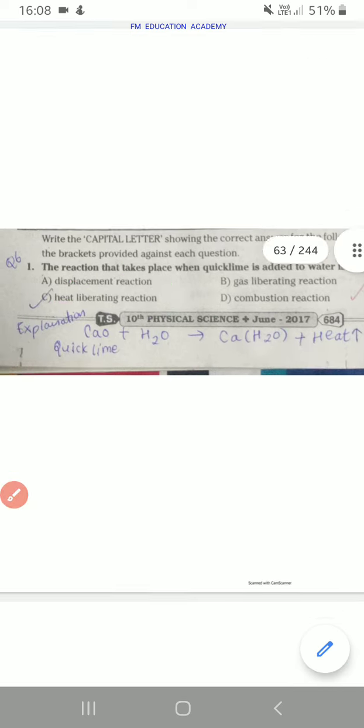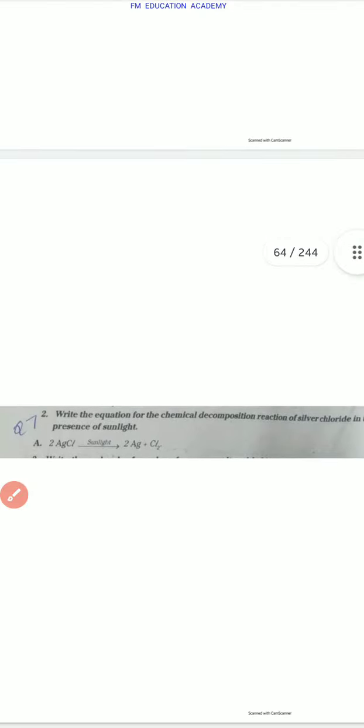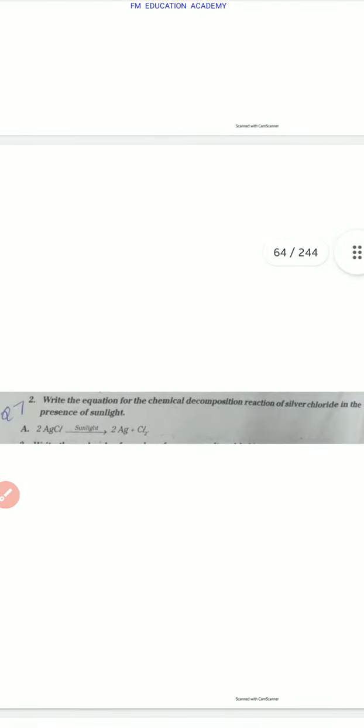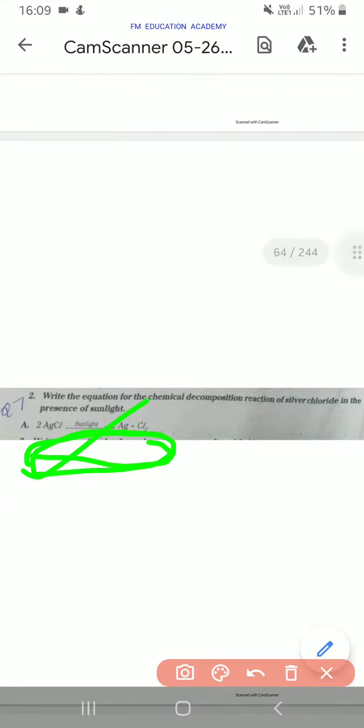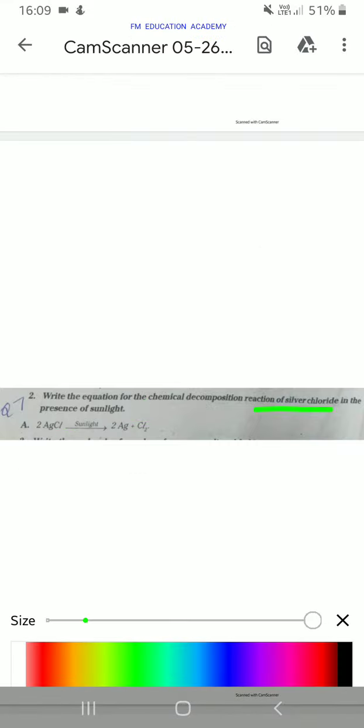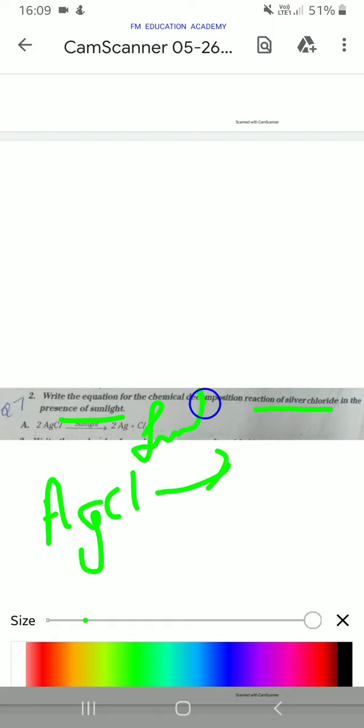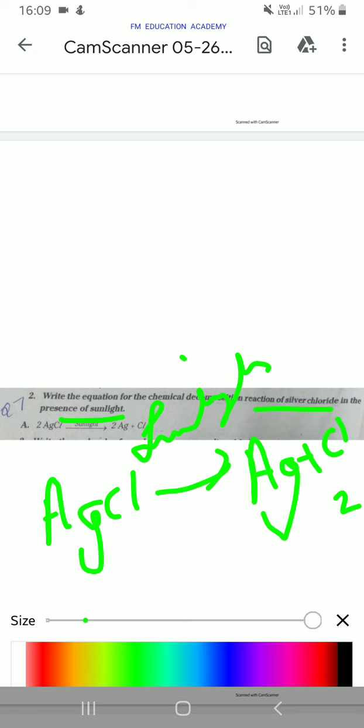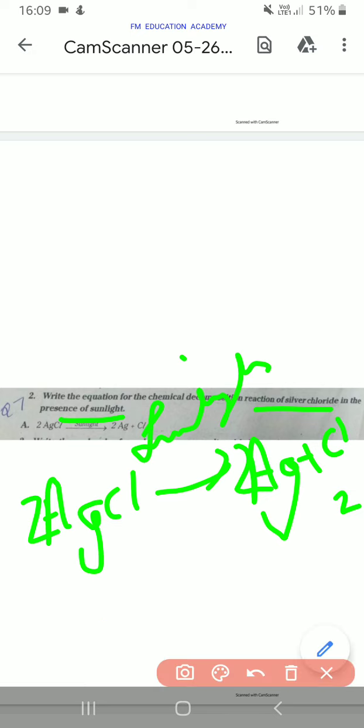So what is the option? Heat liberating reaction. Write the equation for the chemical decomposition reaction of silver chloride in the presence of sunlight. This is also an important equation. Before also one question came, just now I told you. So silver chloride in the presence of sunlight will give you what? Silver plus chlorine. We know chlorine is Cl2, so balance is 2 silver chloride, 2 silver. This is my balanced equation.